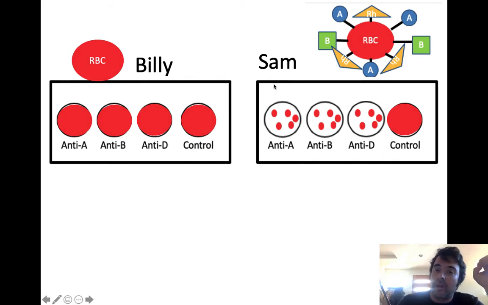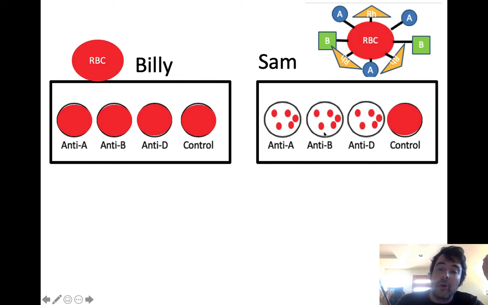Sam's red blood cell, on the other hand: when you introduce the blood to anti-A antibody, the antibody clung to the antigen, causing the blood cells to clump together or agglutinate. That's agglutination positive. It would mean that he has to have the A antigen on the surface of his red blood cell. So now we draw the little A. Are there just 3 of them? No, there are thousands. It's like sprinkles on a donut, but this is an artist's depiction.